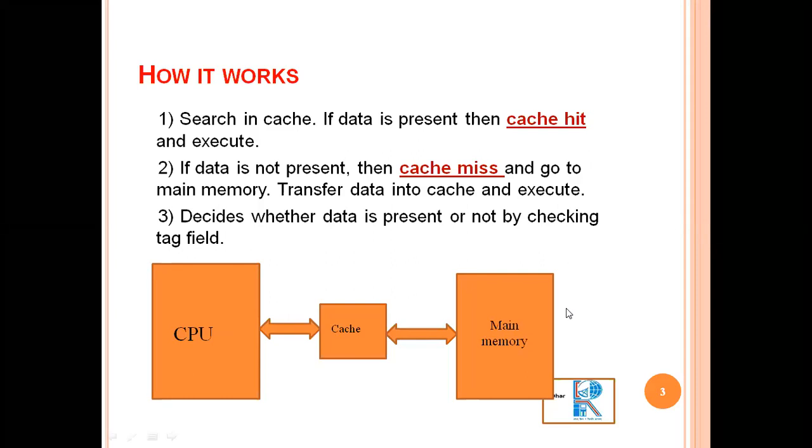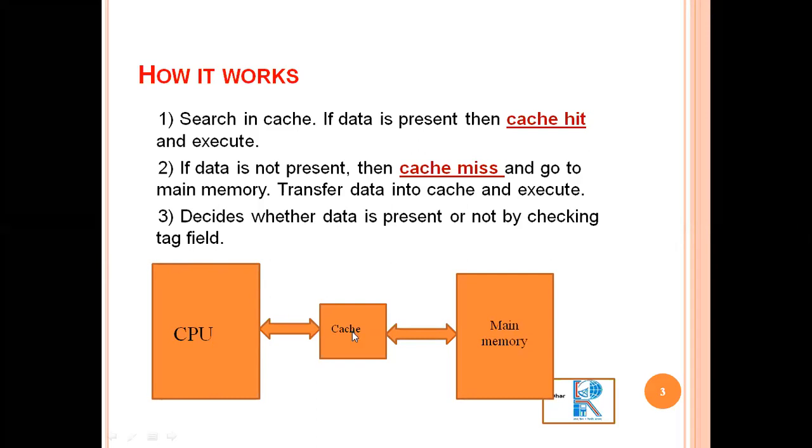Clear? It will check the address, but it will not check the whole address. It will check a part of the address. That means the most significant bit positions, the upper bits. It will check these bits to find out whether the data is present or not, and that is called the tag field. When I give you the example, it will be clearer. So the CPU will check the tag field to see whether the data is present in the cache memory or not.